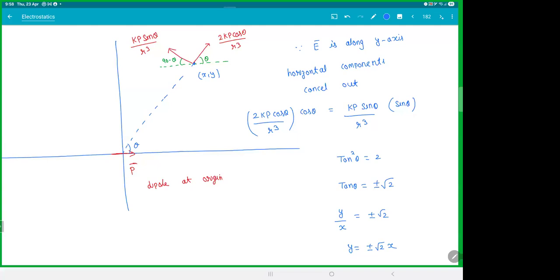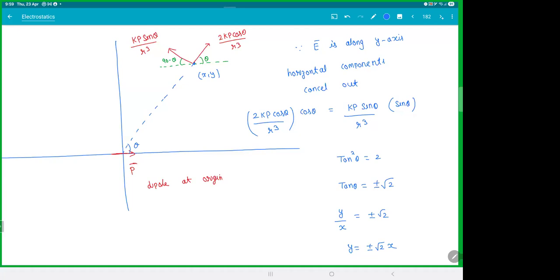All clear what we did? So y is equal to plus or minus root 2x is a pair of straight lines. The field along these lines is in the y-axis. And if you see, it is always about the formula. If you know your formula, you can get everything, the components, this you can play around.